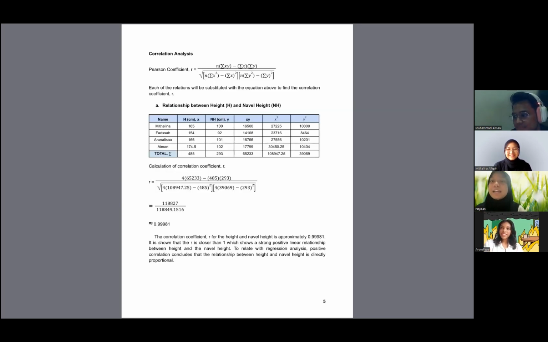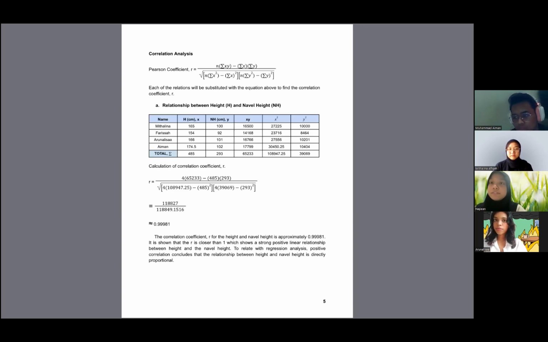For this part, we're going to use the Pearson coefficient for the correlation analysis, where R is equal to N multiplied by the summation of XY, minus the summation of X multiplied by the summation of Y, divided by the square root of N times the summation of X squared minus the summation of X squared, multiplied by N times the summation of Y squared minus the summation of Y squared.